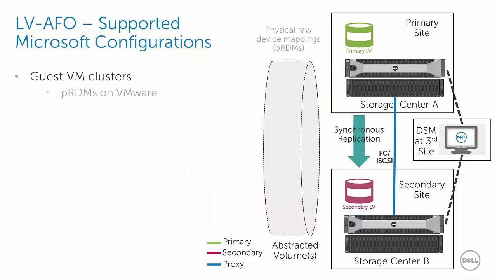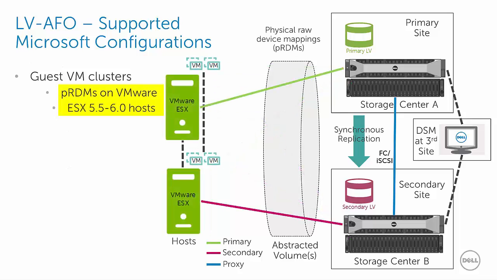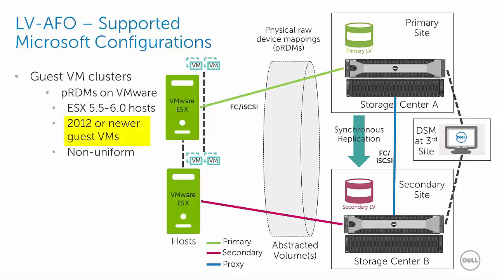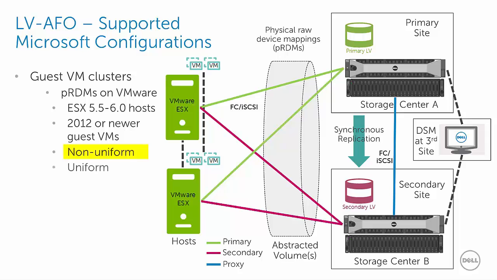The third type is guest VM clusters on VMware 5.5 or 6.0 hosts that utilize physical raw device mappings for their cluster disks. The guest VM OS must be Server 2012 or newer. Both non-uniform and uniform server mappings are supported with VMware hosts as well.